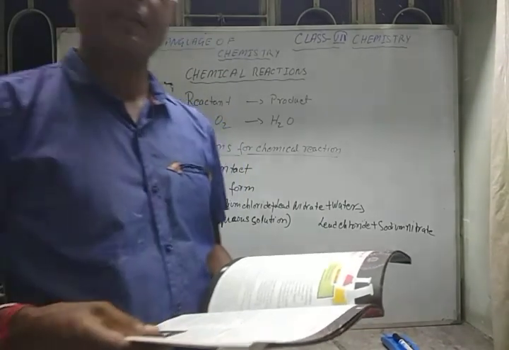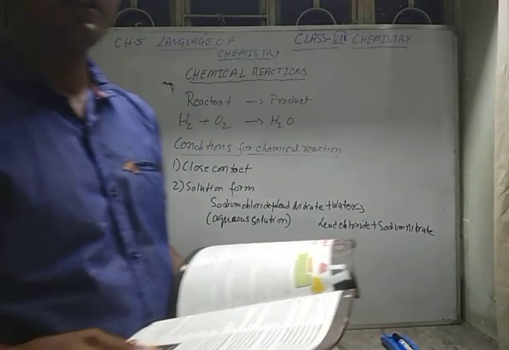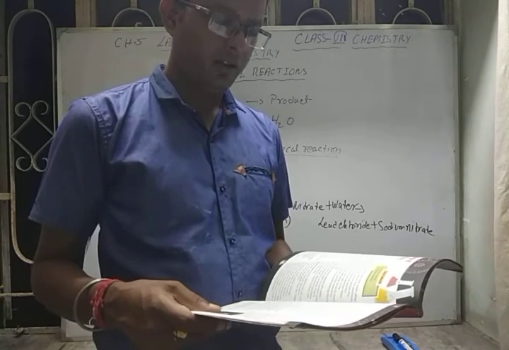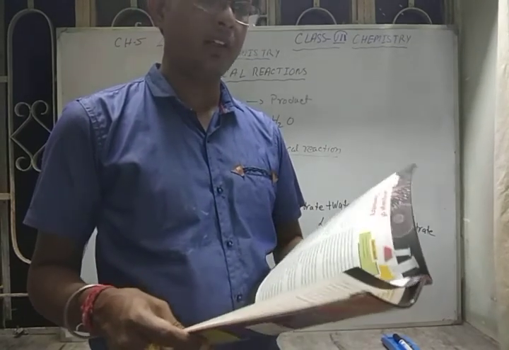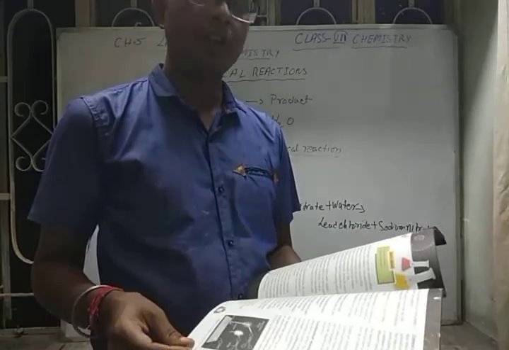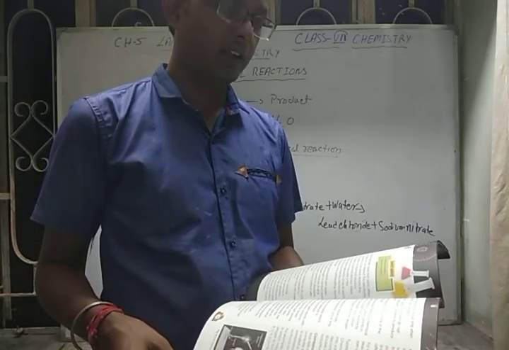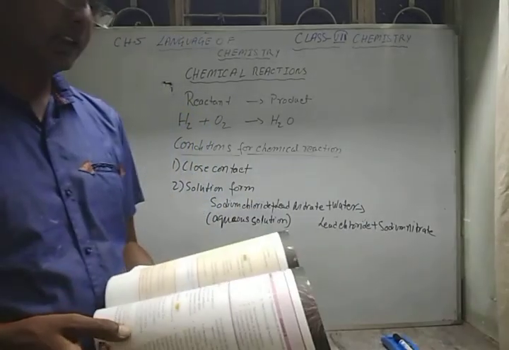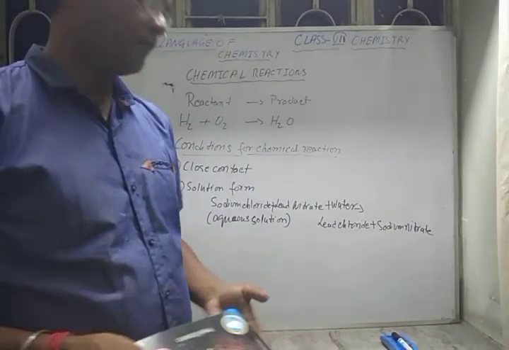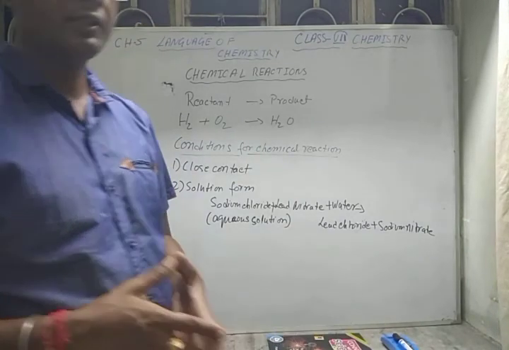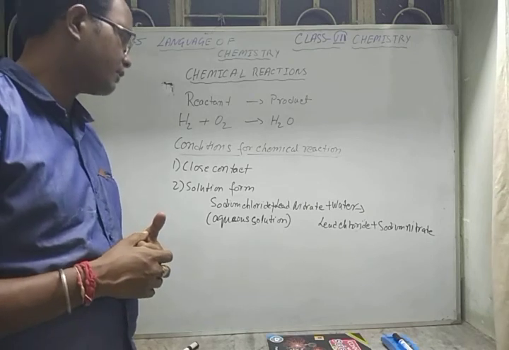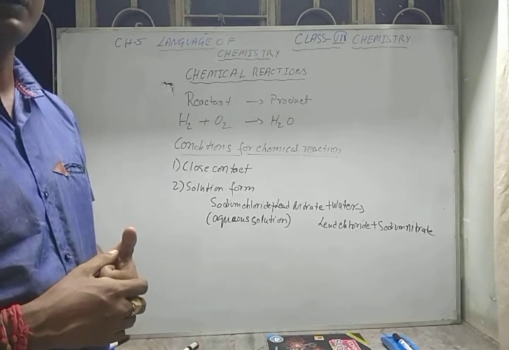Sometimes light is required, for example in photosynthesis. There are so many things that we have to see here for the reaction to happen. So in the next video class we will discuss the other points like heat, light, pressure, electric current, and types of chemical reactions also. This is a very important chapter and a very basic thing of chemistry. Today we have just discussed two points, close contact and solution form. The next video lesson we will continue with the other points.